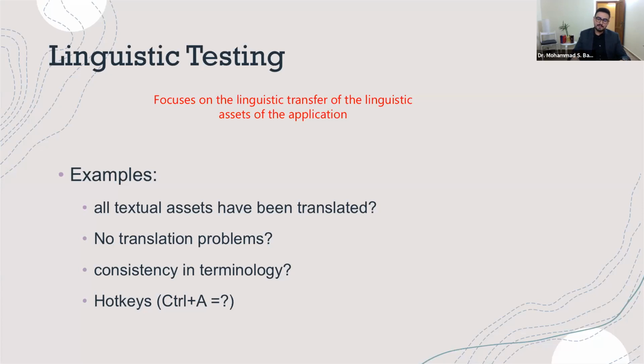Oh, by the way, terminology consistency is not only important in the localized software, but it is very important also in the source application, in the source software. Oh, you can also check hotkeys, how hotkeys are assigned in the target language. You may change, for example, for Windows, I use Ctrl+A to select everything in a document. This might change in the target software. So you have to make sure that you are using hotkeys correctly and you are localizing them correctly.